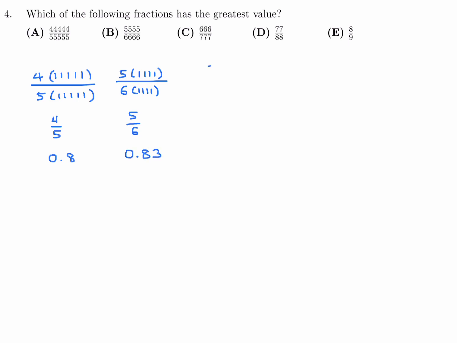You get the hang of this now. This will be 6 over 7, and that is approximately 0.85. This is 7 over 8, and that is 0.875, and 8 over 9 is 0.88. So obviously the largest one is choice E for number 4.